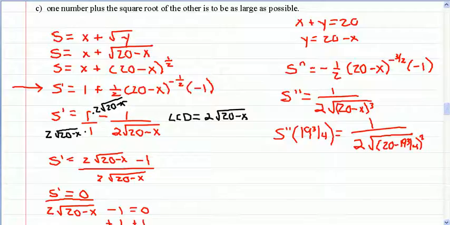And if I look at the numbers underneath the radical, 20 minus 19 3/4 is a positive number, cubed is a positive number, and then the square root is a positive number. So I'm not so concerned with the value, but the sign. Since this comes out positive, we know that this is concave up.